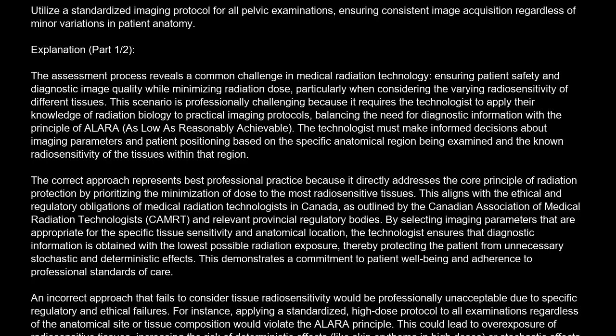An incorrect approach that fails to consider tissue radiosensitivity would be professionally unacceptable due to specific regulatory and ethical failures.